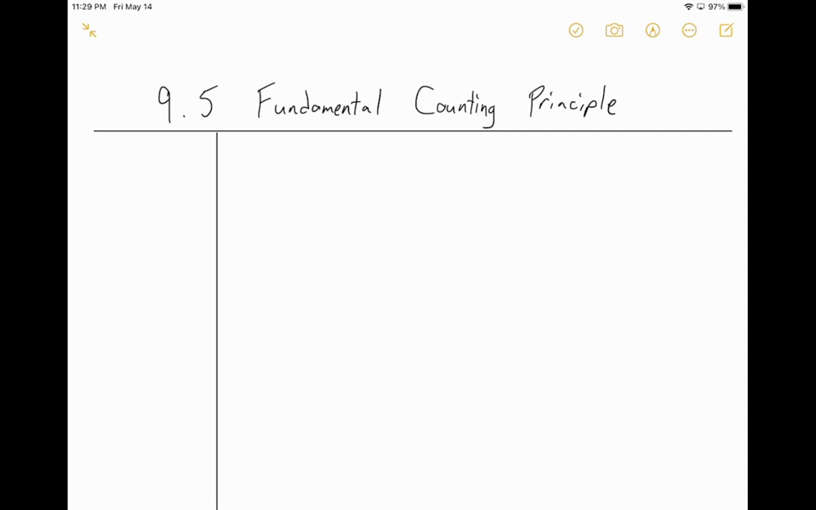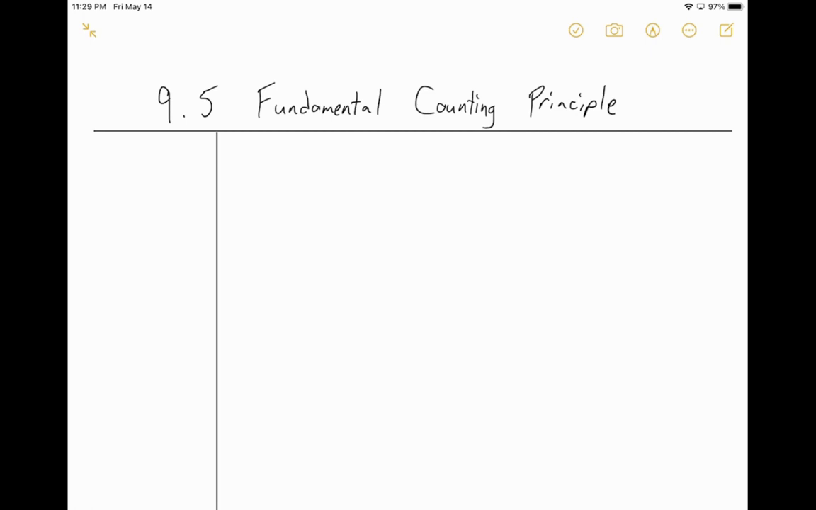All right, so we're going to look at 9.5, lesson 5 in chapter 9, the fundamental counting principle. All right, the fundamental counting principle. So go ahead and write that heading down. What is the fundamental counting principle? Well, we're going to find out right now.